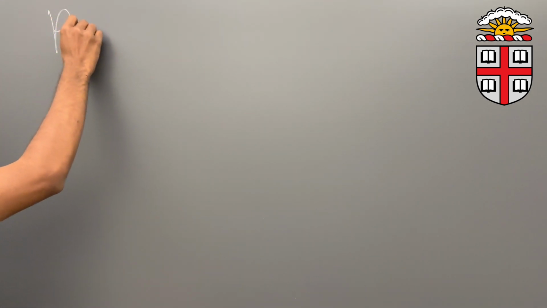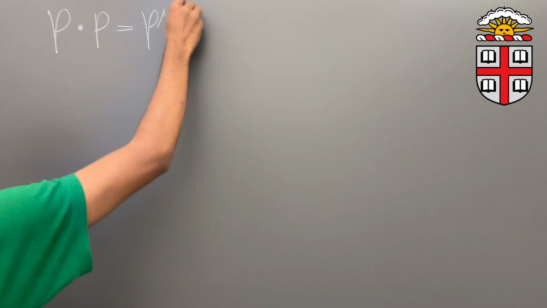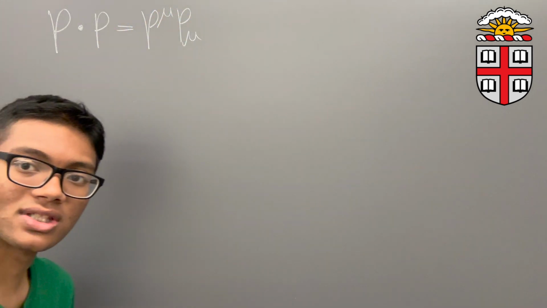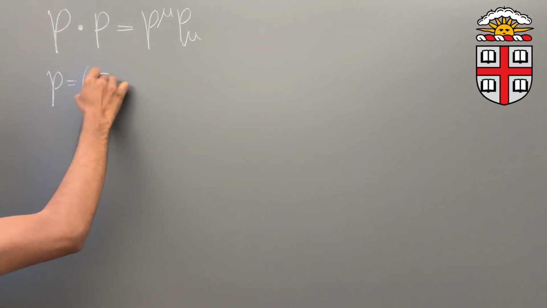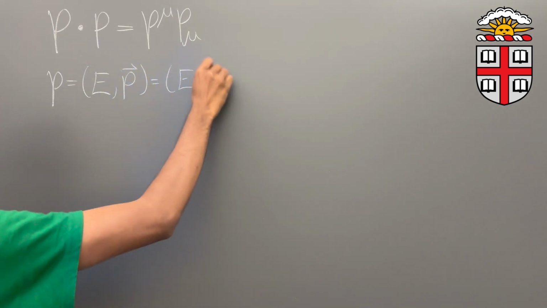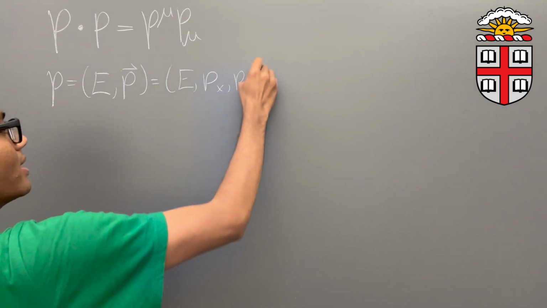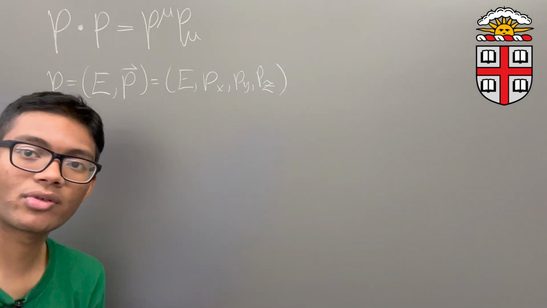Now let's take a look at some examples of dot products using four vectors. The first example we'll take a look at is using the energy momentum four vector. So here, consider the energy momentum four vector p. Let's dot it with p. Well, another way we can write that is p to the mu times p sub mu, as we've just found out. But recall that p, the energy momentum four vector, is E, comma p, right? It's the energy scalar, comma the momentum vector components, right?